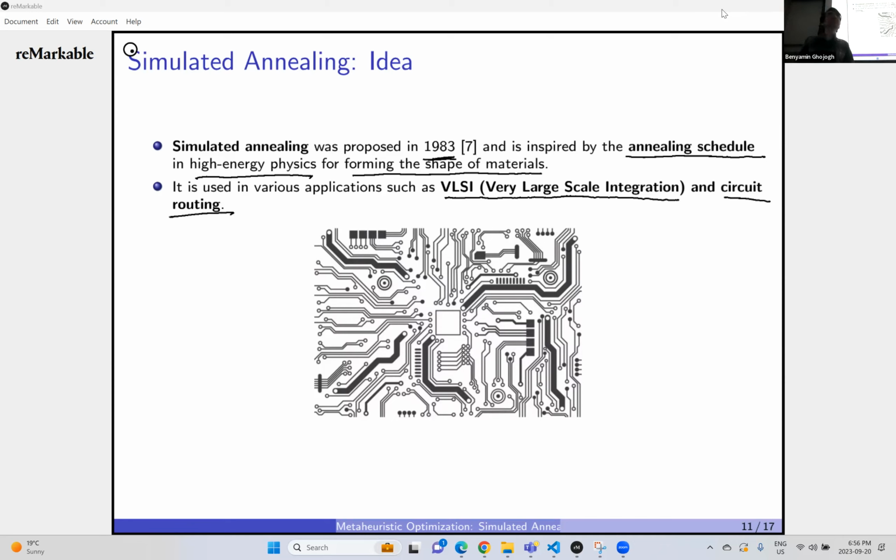Is anyone from electrical engineering here? Yeah, so are you familiar with VLSI? No?